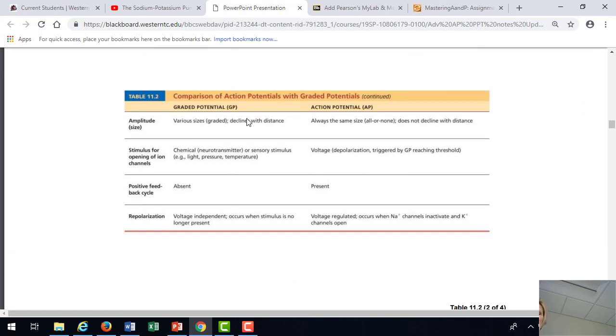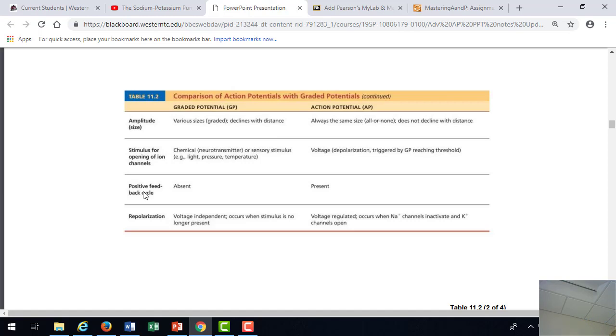Again, these can get a little taller, but always less than -55. And these go up to plus 30 or 40, and then they come back down. They're all the same size, same height. And the stimulus for opening is either chemical or some sensory receptor stimulus. And these are just voltage gated. So once they get to threshold, we get that action potential. And positive feedback cycle means that, again, it travels down the axon uninhibited. It just goes right down.